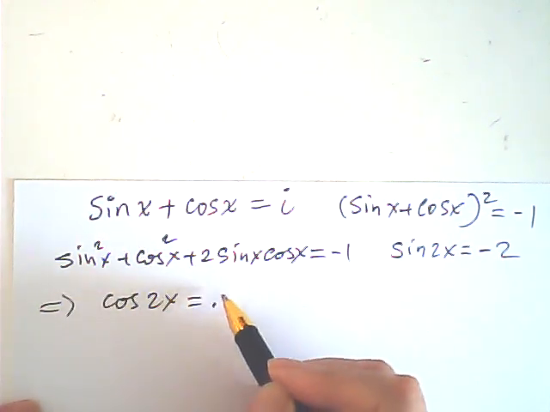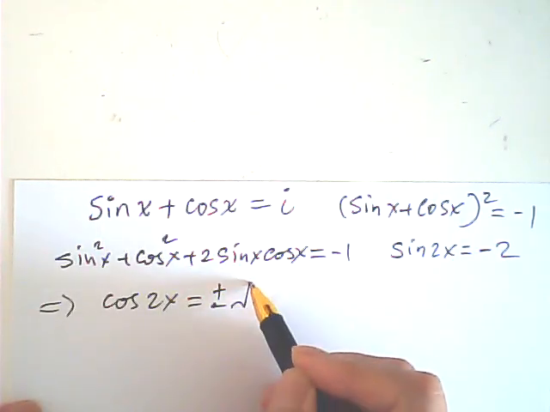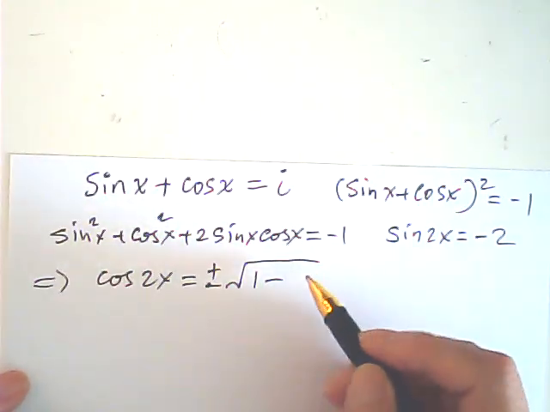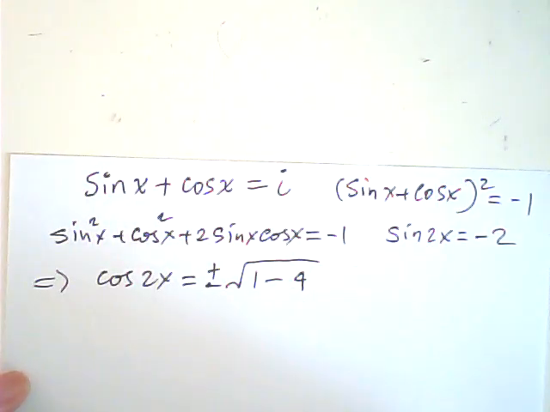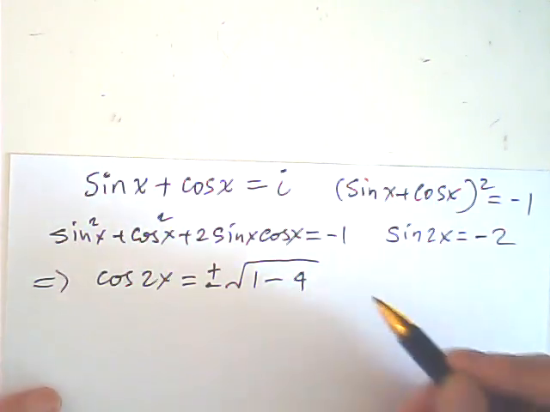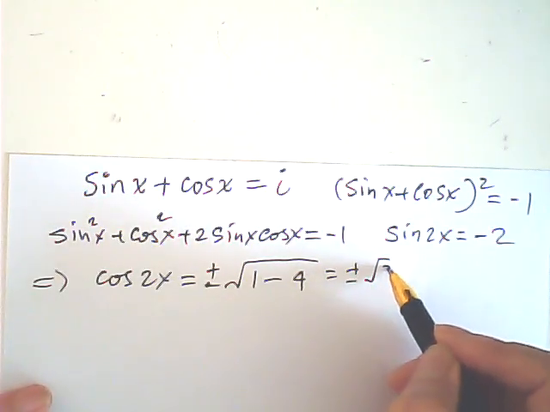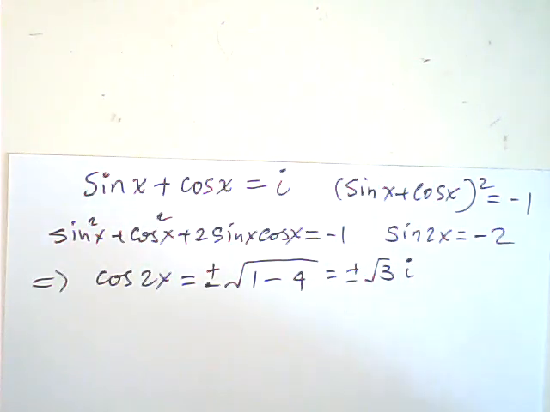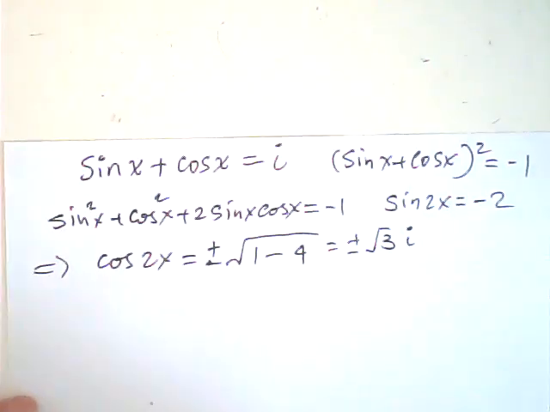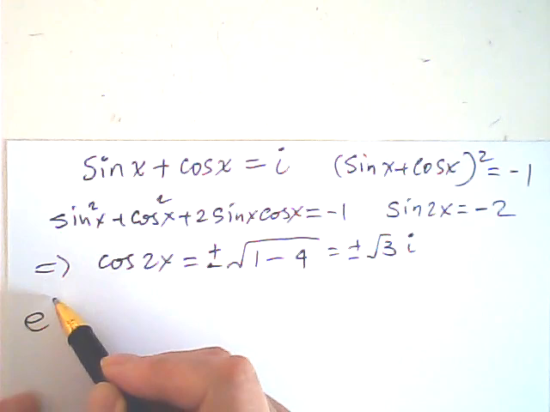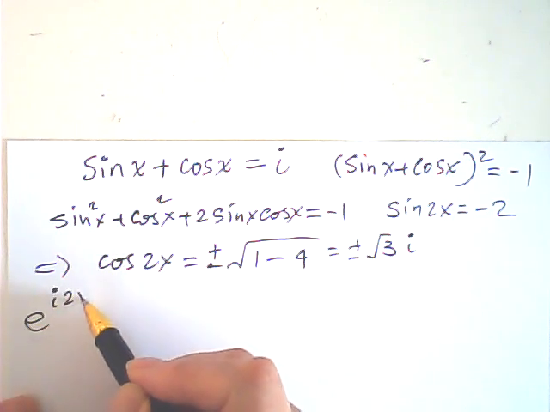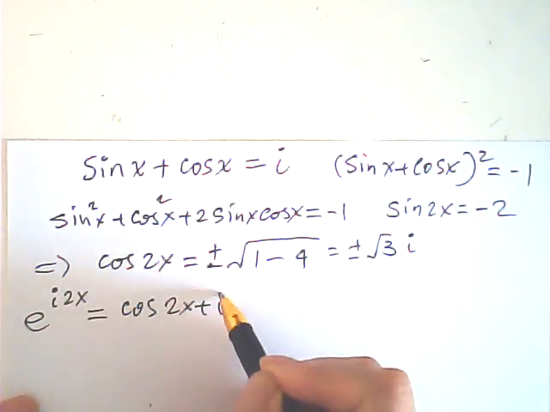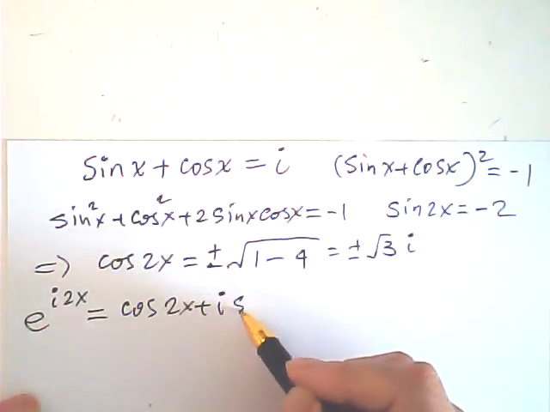Now from which we can find cosine 2x, which is equal to plus or minus the square root of 1 minus sine 2x squared, which is 4. So this is plus or minus root 3 i. Good. Then e to the 2xi is equal to cosine 2x plus i sine 2x.